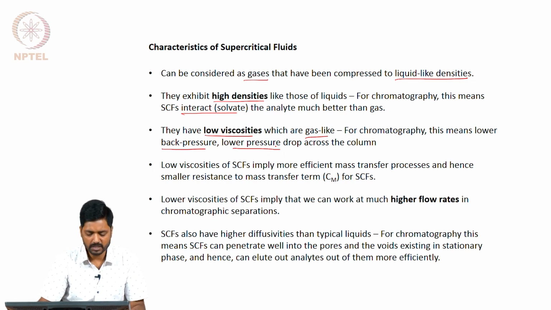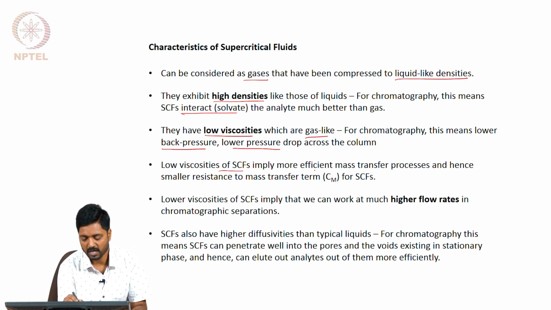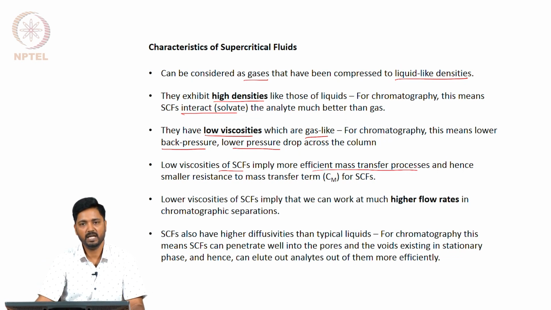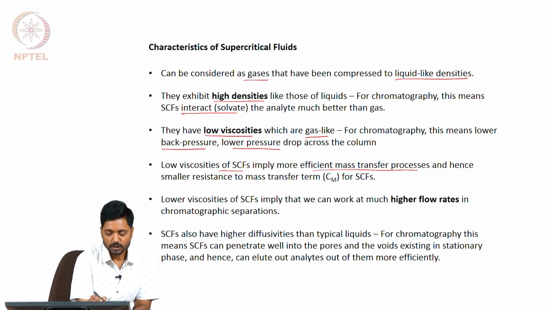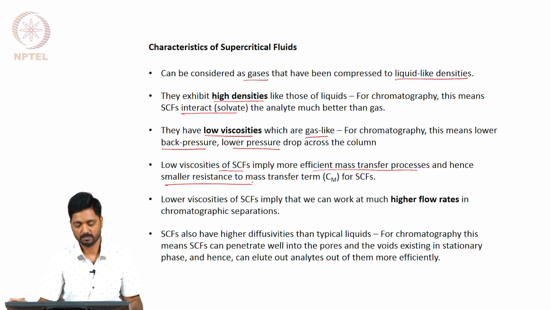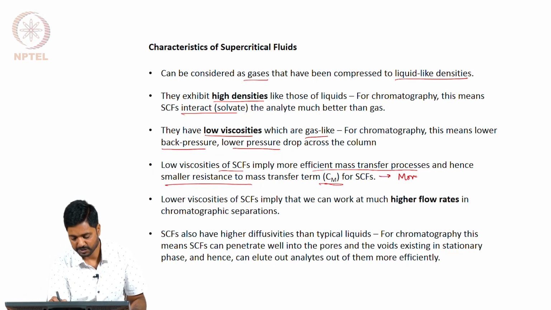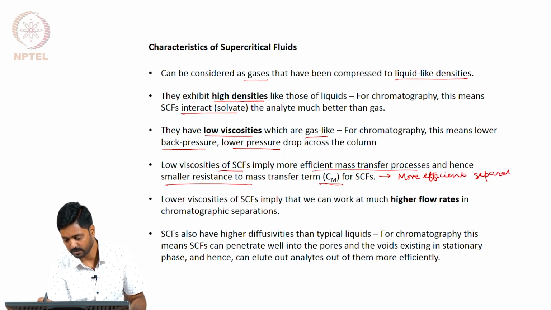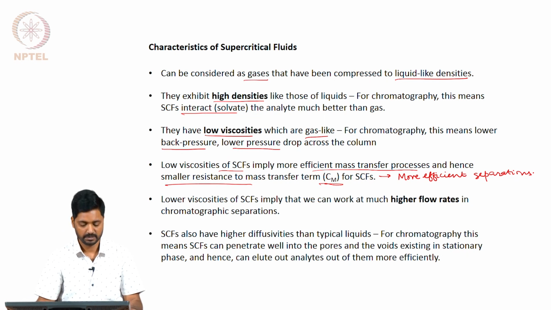Now, the low viscosities of the supercritical fluids also imply more efficient mass transfer processes, and as we have seen in the C term of the Van Deemter equation, this relates to the resistance of mass transfer, and efficient mass transfer processes in supercritical fluids implies smaller resistance to mass transfer term, and lower Cm values will result in more efficient separations compared to that of liquids.